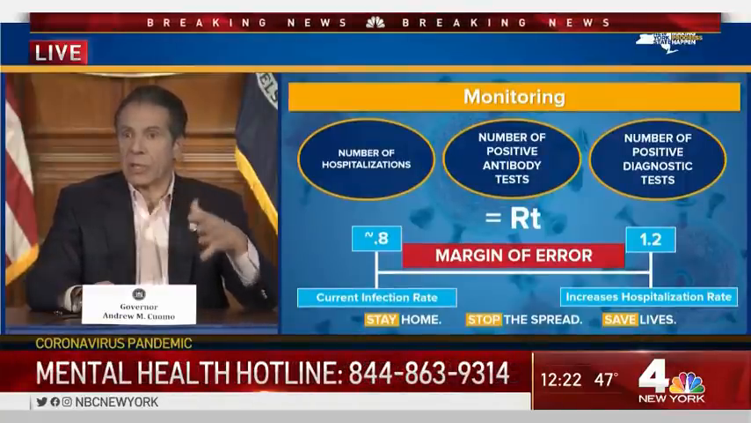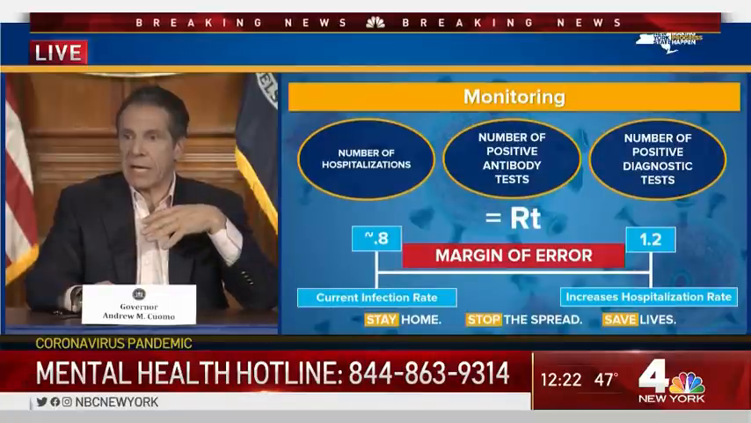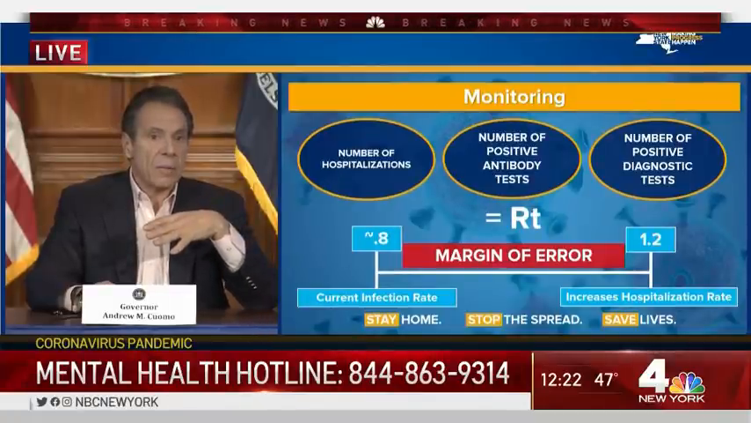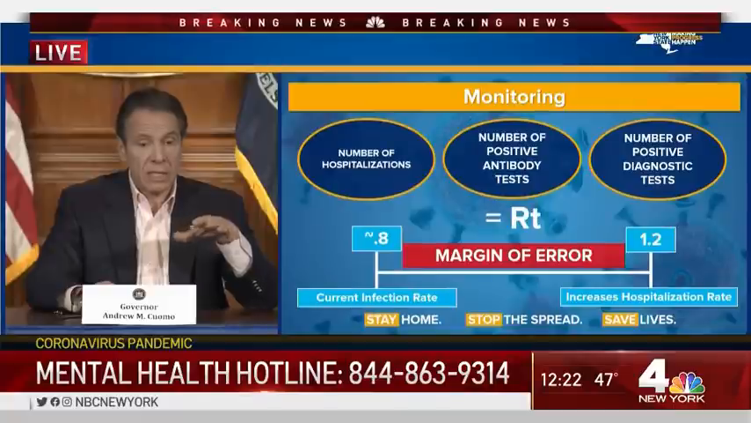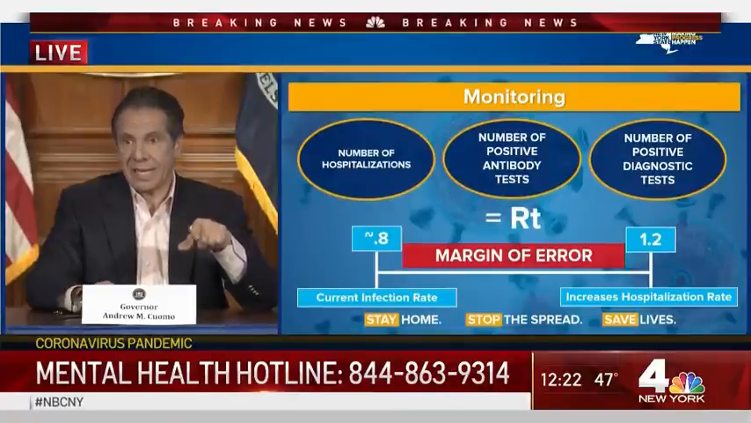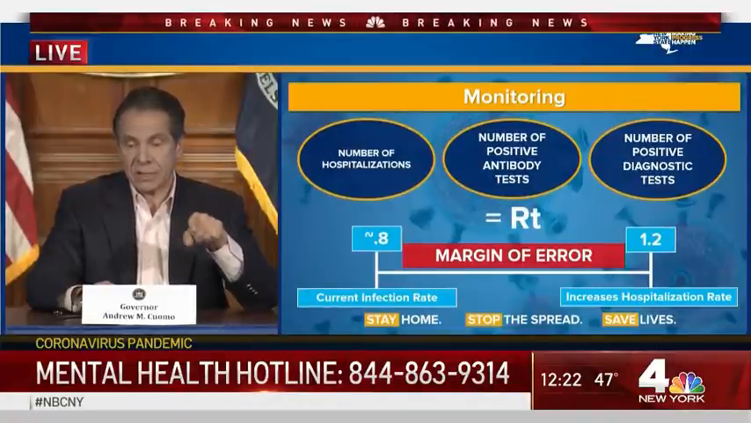I want to get back to work. My kids want out of the house. I need to do something. I understand. We have to do it intelligently, and this is the definition of intelligence in this context.